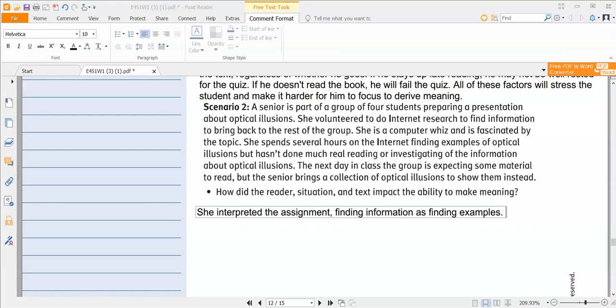This is a continuation of English 4 Semester 1, Week 1, Activity 1.4. We stopped off in Scenario 2, where she was interpreting the assignment, finding information instead of finding examples. So, one of the things that will benefit her is she's a computer whiz and that she's interested in the topic. However, she misinterpreted what the expectations from her group were.